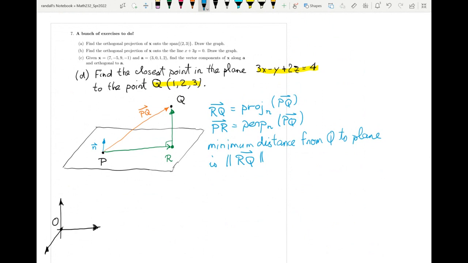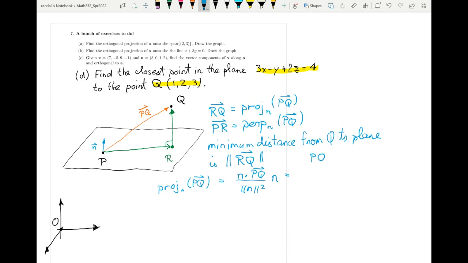So I want the projection of PQ along N. That's that vector up here, and that will give me the minimum distance. So let's compute that. According to our formula, it's going to be N dot PQ divided by the norm of N squared, times N. So let me write this out up here.